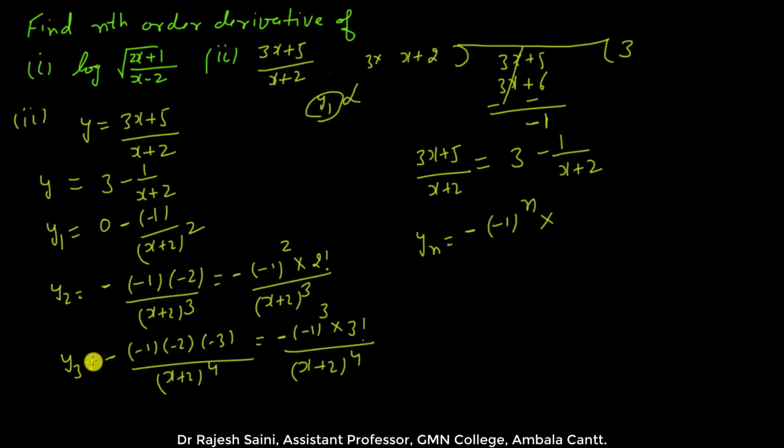n. When here is 3, here is 3 factorial. When here is 2, here is 2 factorial. So whenever here will be n, here will be n factorial divided by, when here is 3, (x plus 2) raised to the power 4, 1 more, (x plus 2) raised to the power 3, 1 more. So whenever here will be n, it will be n plus 1. So this is the nth order derivative of the given problem.